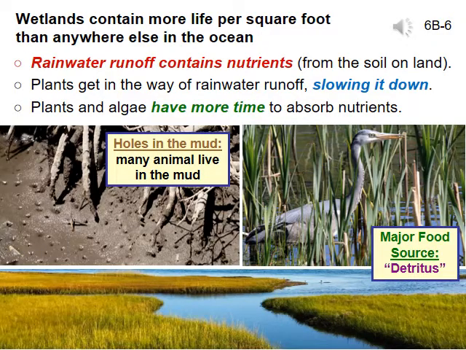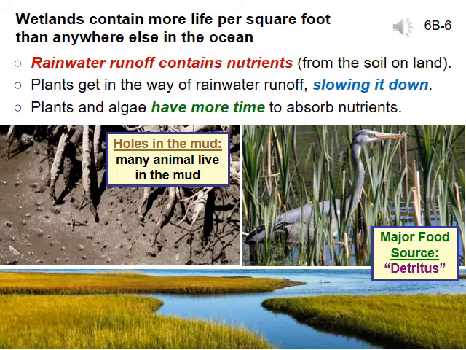Slide 6. Life in wetlands. Like estuaries, life is especially abundant in wetlands. In fact, more photosynthesis takes place per square foot in wetlands than in any other ocean environment. In other words, more food is made in wetlands than anywhere else in the ocean. This is what scientists mean when they say that wetlands are the most productive places in the ocean. Like estuaries, there is more photosynthesis happening, because there are more nutrients in the water. Wetland plants get in the way of rainwater runoff, slowing it down, and thus give themselves and algae-like phytoplankton more time to absorb the nutrients.